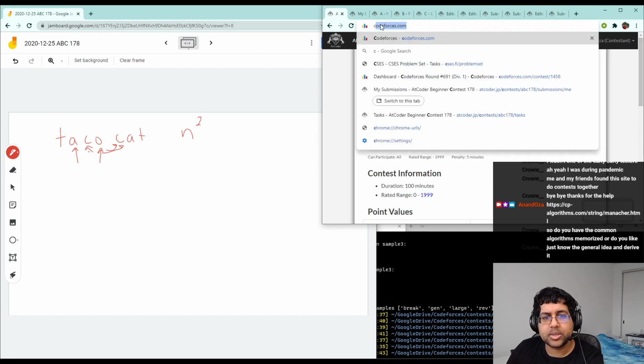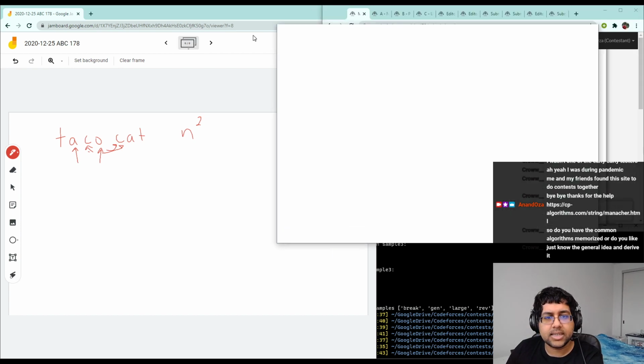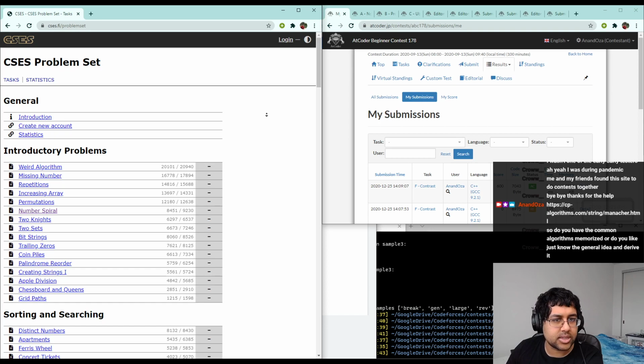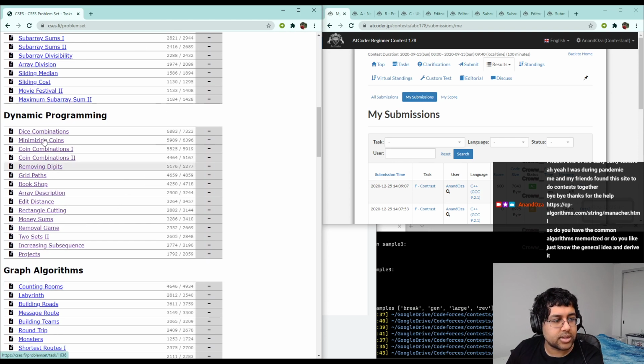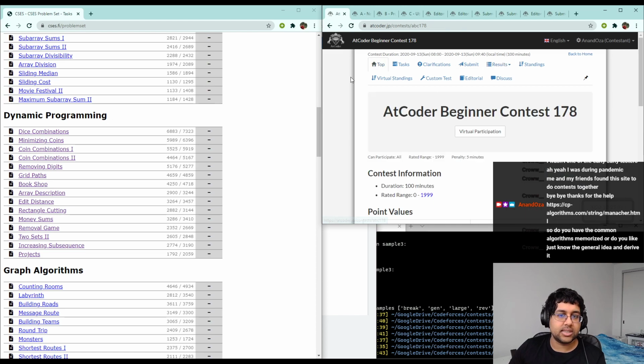And then the other website is this CSES problem set, where I did some of the DP problems yesterday. These problems are all basically textbook problems, which isn't that fun from a competitive programming standpoint if you've already seen them before, but it's super valuable to know all the textbook problems, because the problems that you'll see on a contest will basically be more complicated or disguised versions of those, to some extent at least.